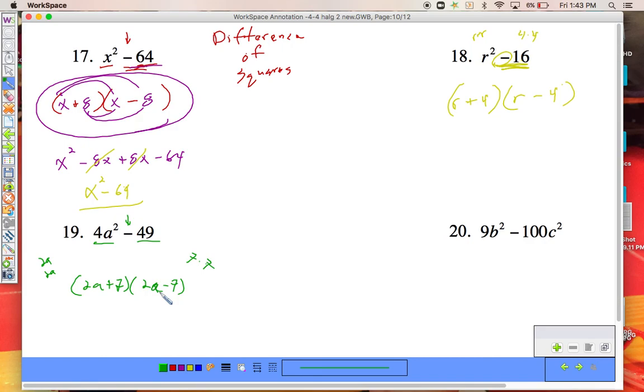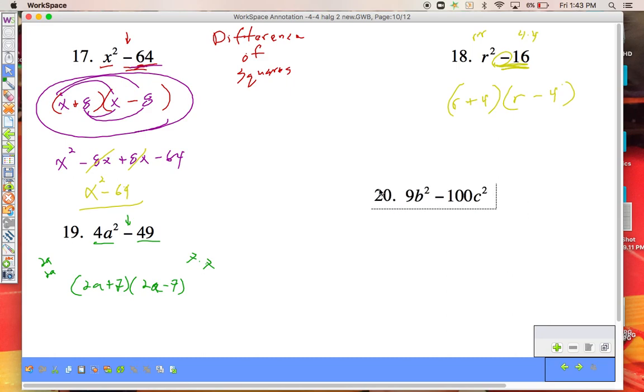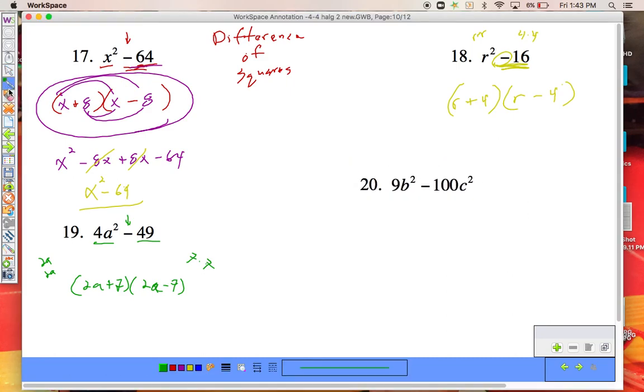Try number 20. All right, 9b squared is 3b times 3b. 100c squared is 10c times 10c. Separated by a minus sign, so I'm going to do 3b plus 10c, 3b minus 10c.